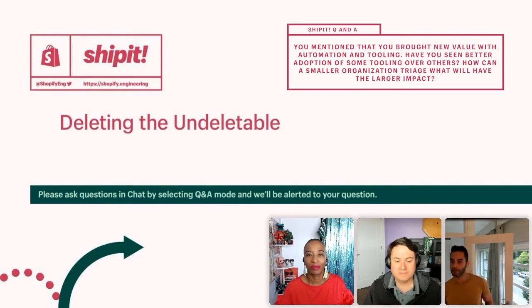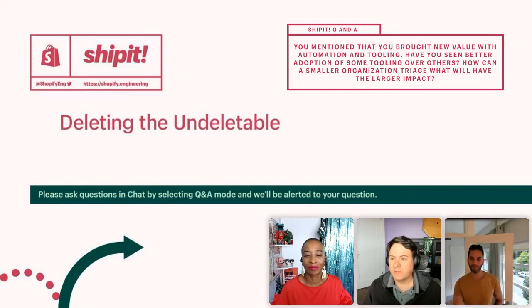And for the second part, how can a small organization triage what will have the larger impact? I'm not sure I understand that part of the question. Do you want to talk about that, Jason? Sure. I think the obfuscation we did first had probably the largest impact. Just making these tools available for anyone to use to extract some analytical value in a privacy-friendly way automatically drove the greatest adoption.